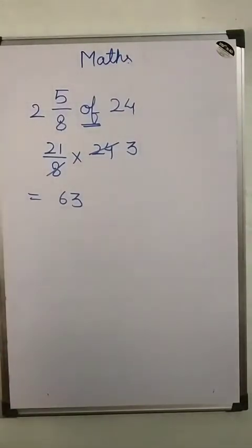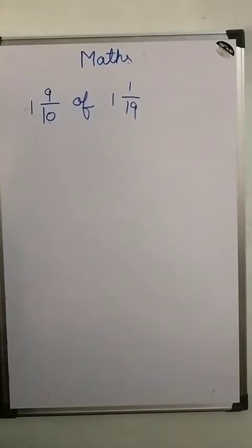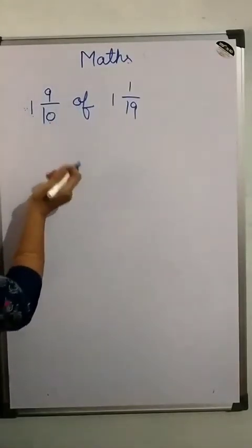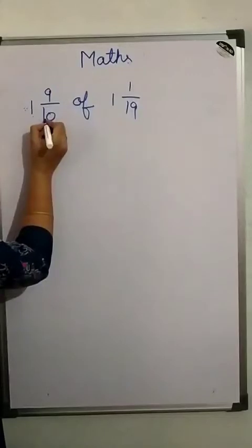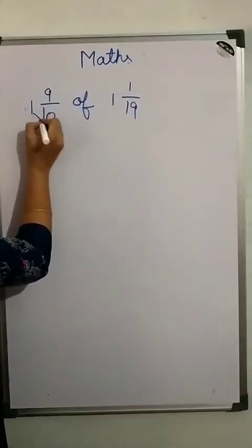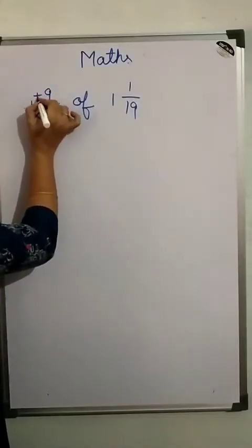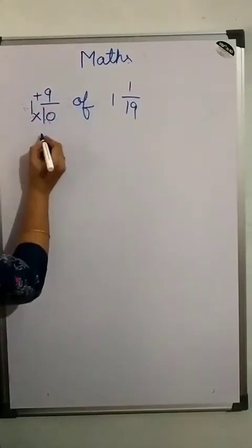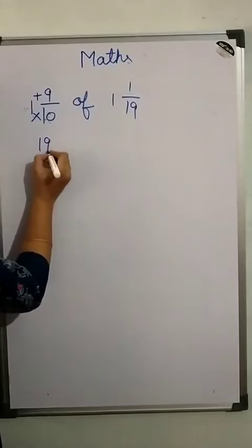I am taking one more example. Just have a look here. To see this question, how do we solve this question? Now, first we convert this mixed fraction into an improper fraction. So, first we multiply 10 into 1, then add it to 9. So 10 into 1, 10, 10 plus 9 is equal to 19 upon 10.